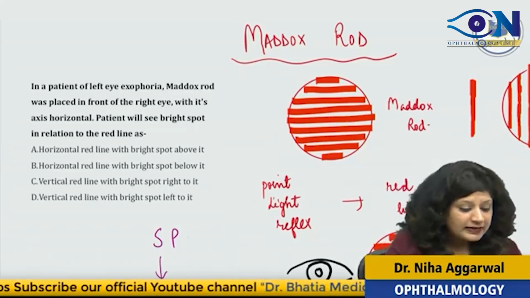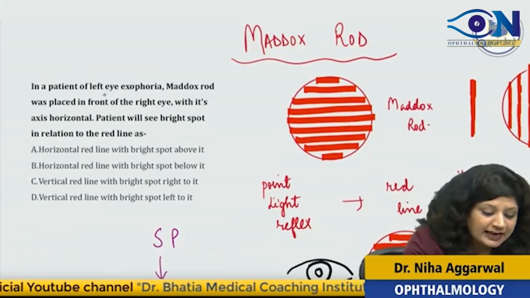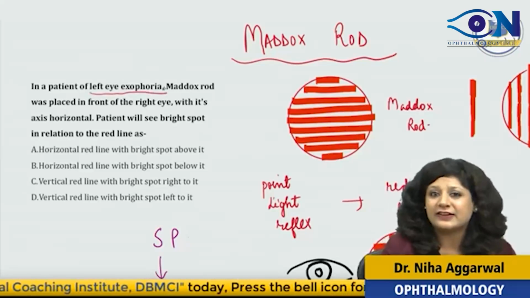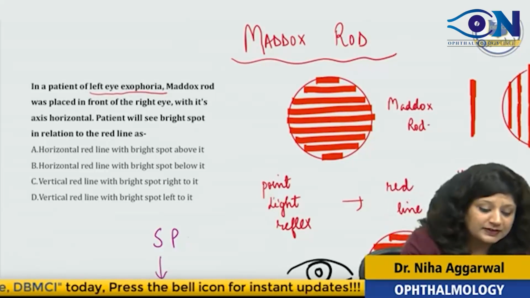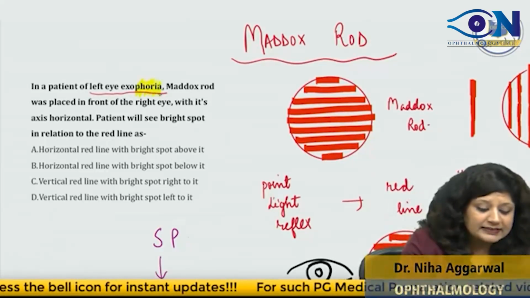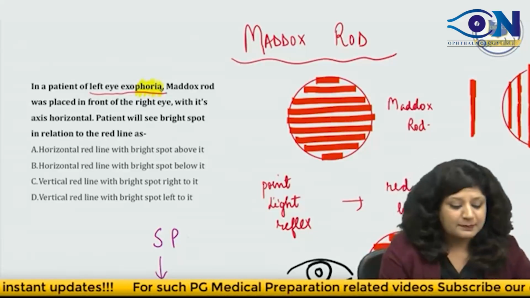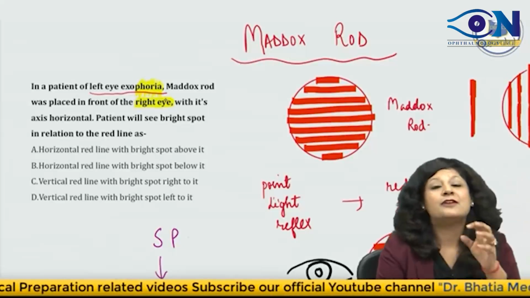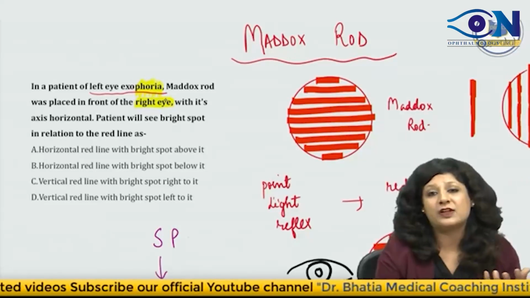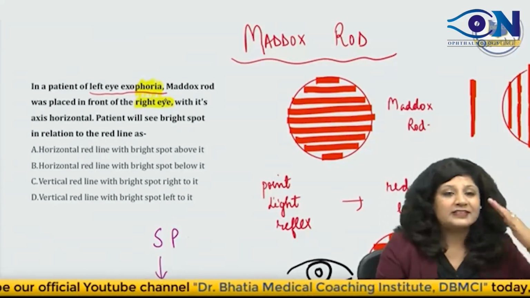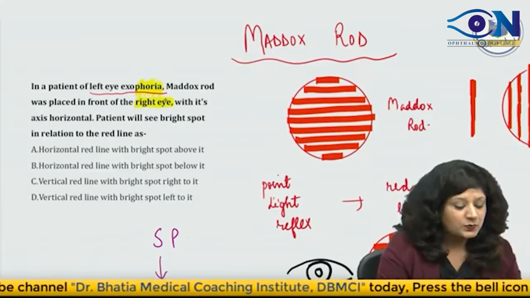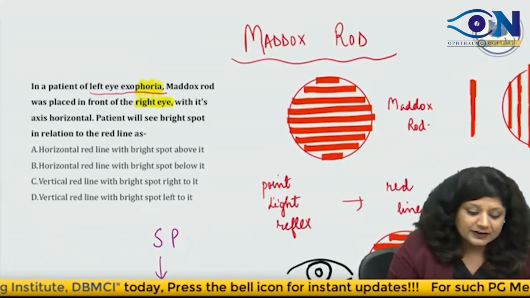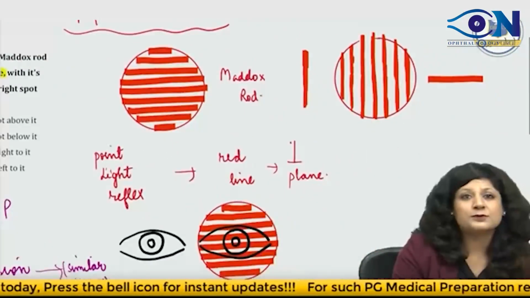In a patient of left eye exophoria, exo means the outward squint, that is divergent squint, and phoria means the latent squint. Now the Maddox rod is placed in front of the right eye. This is another important thing: you should always see in front of which eye we are keeping the Maddox rod, with its axis horizontal, and the patient will see a bright spot in relation to the red line. Okay, now let us try to clear the concepts of the Maddox rod.